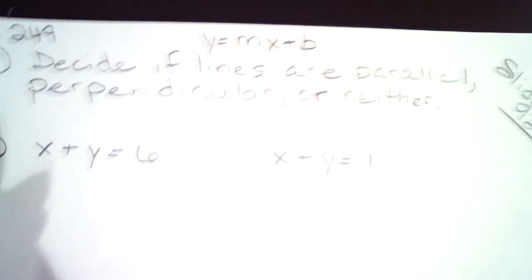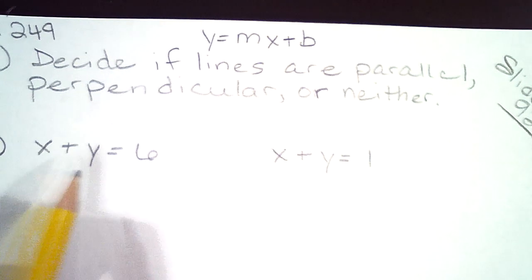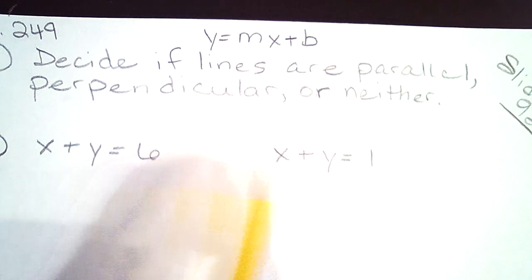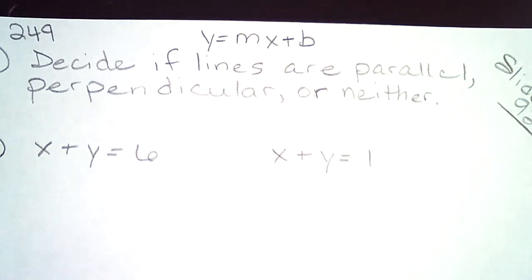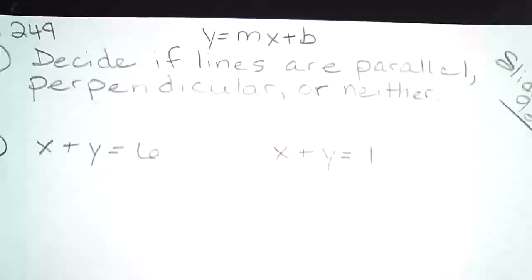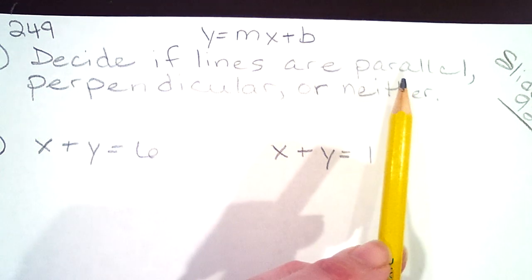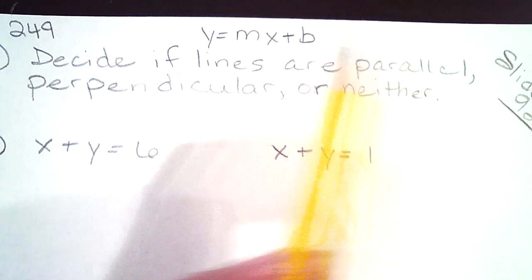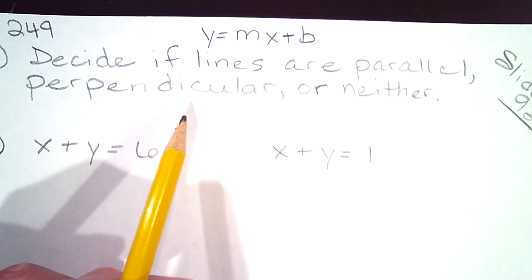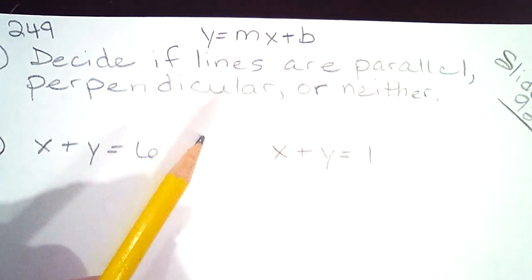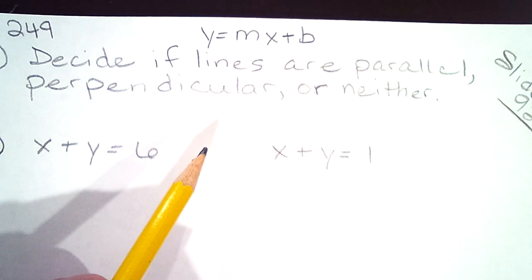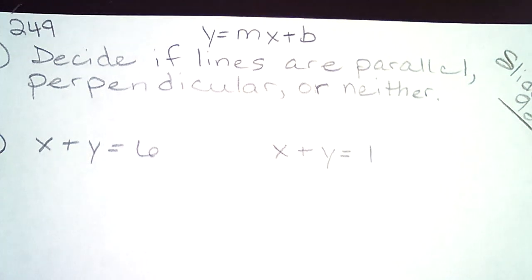So for page 249, we're looking at a pair of equations and deciding what the relationship is between both of those lines. We're deciding whether they are parallel lines, perpendicular lines, or neither, just based on the slopes. We are just comparing the slopes.